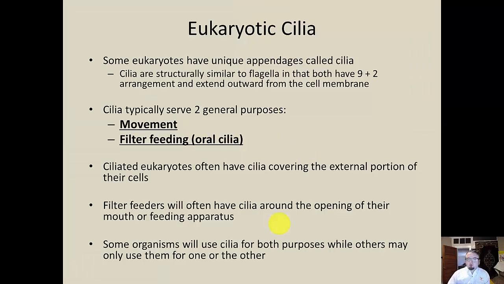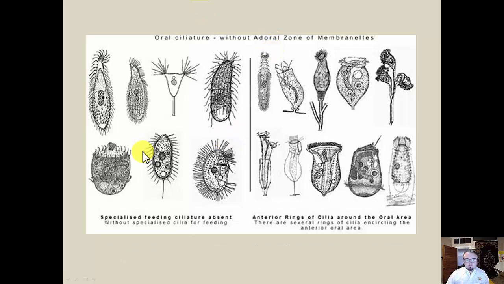Now, so cilia are used for movement. They're also used in some organisms for filter feeding, and these are referred to as oral cilia. So here's some figures of different ciliated organisms. Here you see cilia all around the outside. Over here, though, I know these aren't the best drawings. I'll get a better one here in a second. Over here, you're seeing cilia just around the mouth or the oral cavity of one of these organisms. And what they can actually do is kind of draw food inward to their cells.